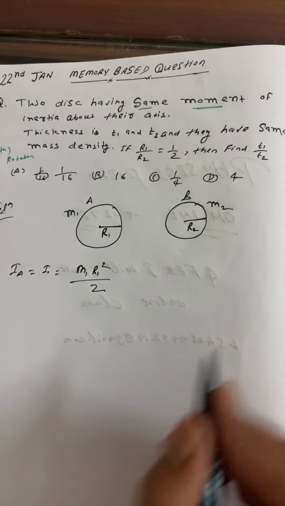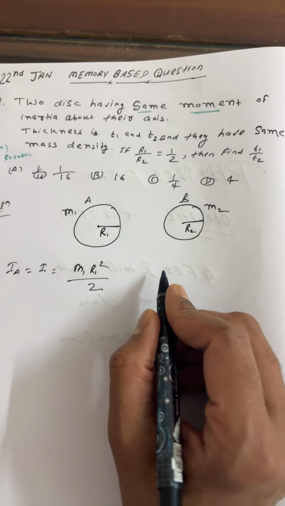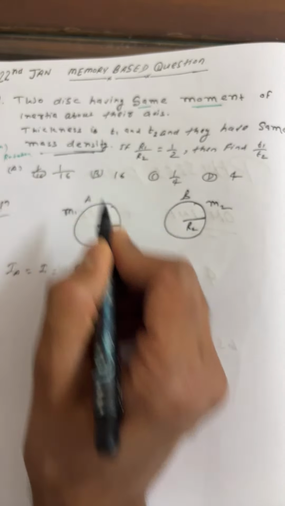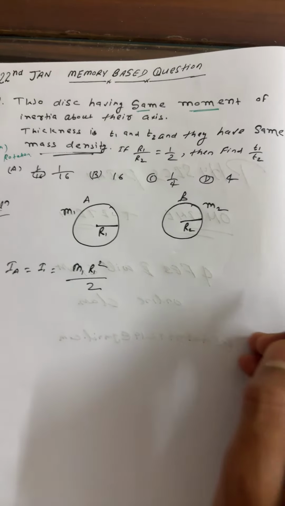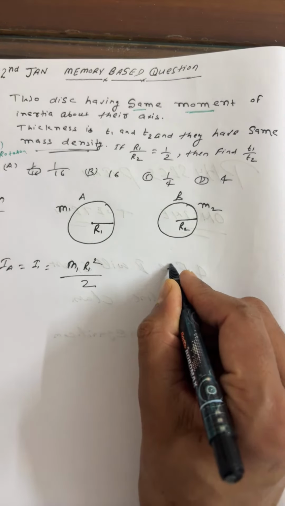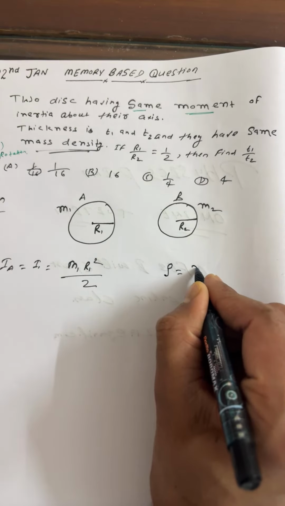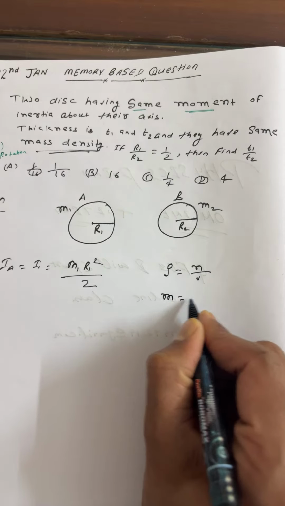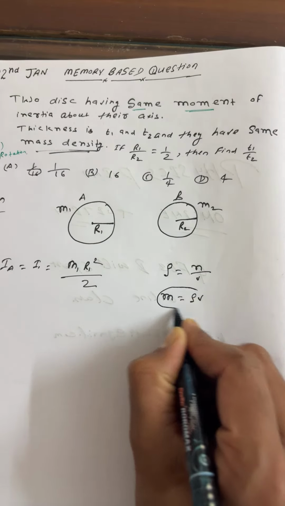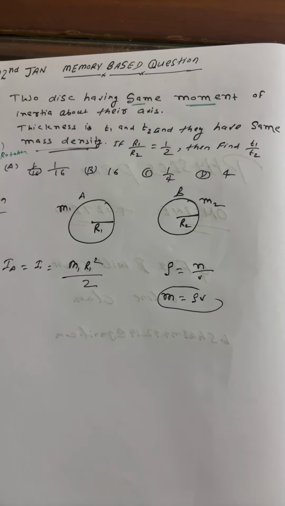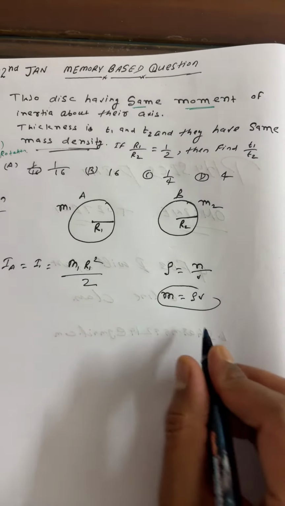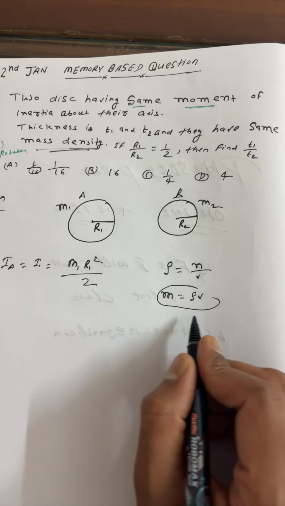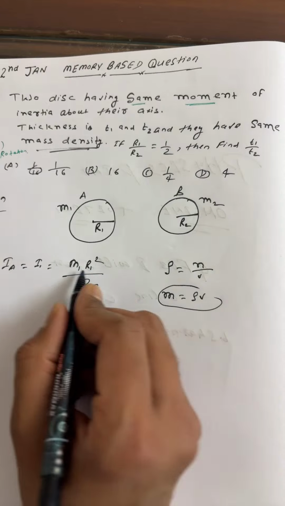Students, here I'll use the formula of mass. They mention the same mass density. Density is mass per unit volume, so I can write mass is equal to density into volume. Mass is density into volume. Okay, fine. Now we'll go through this because we can use the masses over here.